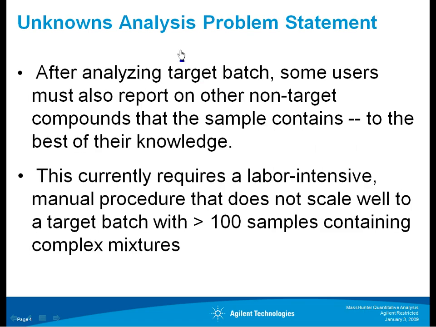So with unknowns analysis, the way this technique is applied is that after analyzing the target batch, some users may want to know about other non-target compounds that are contained within the sample. Often this is a very labor-intensive procedure where somebody will interactively look through the chromatogram and extract out other components or compounds and identify them. Unknowns analysis is an automated way to produce that list and is quite effective when you have a lot of samples and you're trying to process them through that technique.